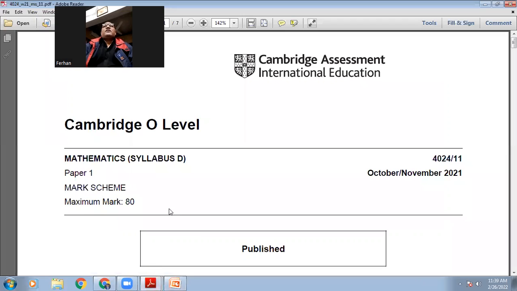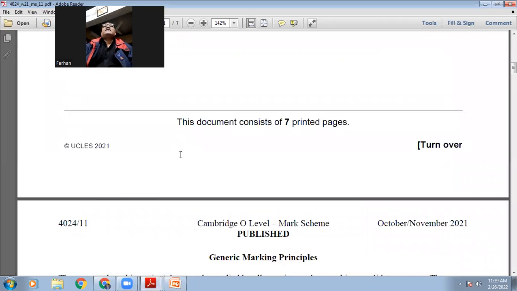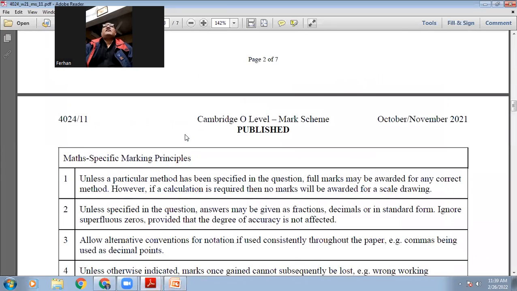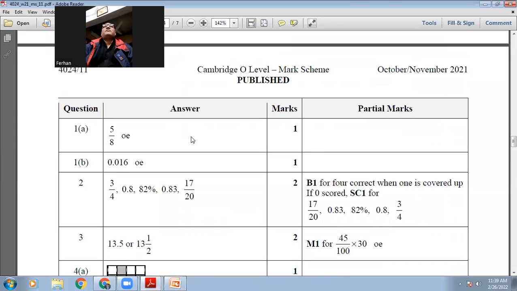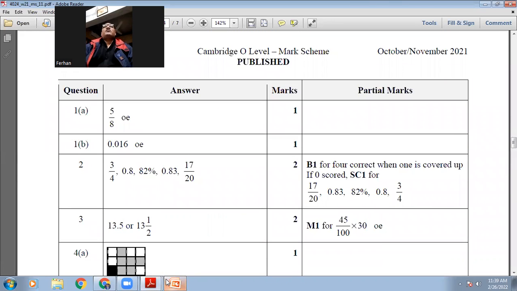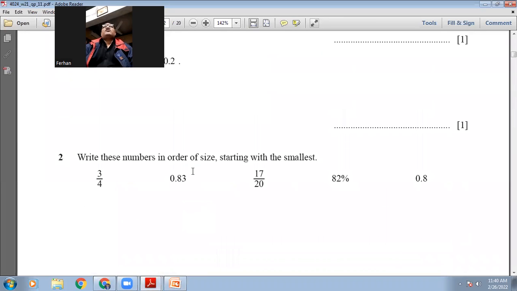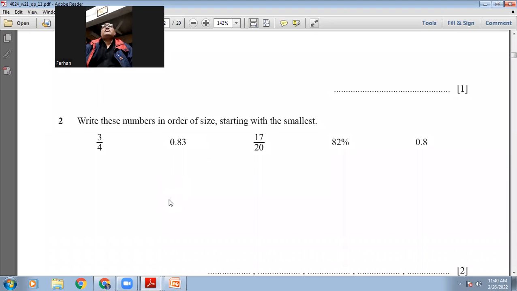And before we go there, let's check our answers. I can show you the marking scheme as well. The marking scheme is coming up on your screen. So here we go. So our answers are right. So next question. This is question number 2 showing up on your screen.